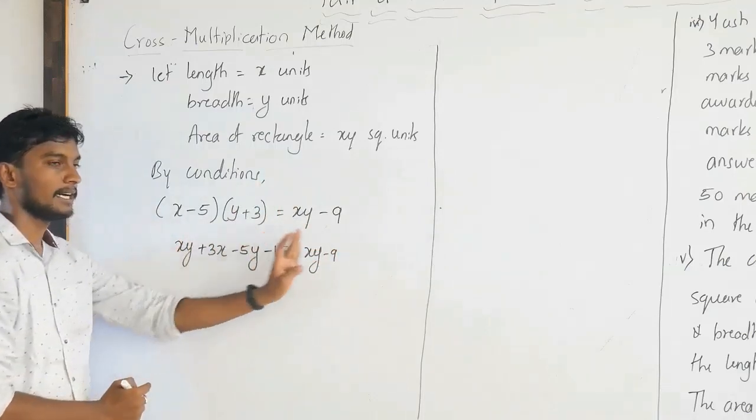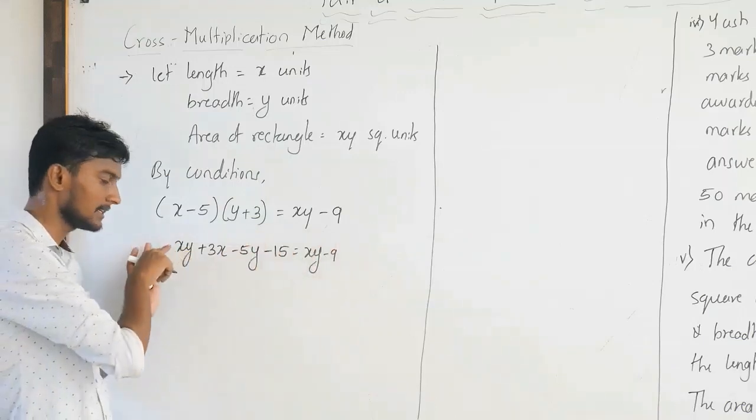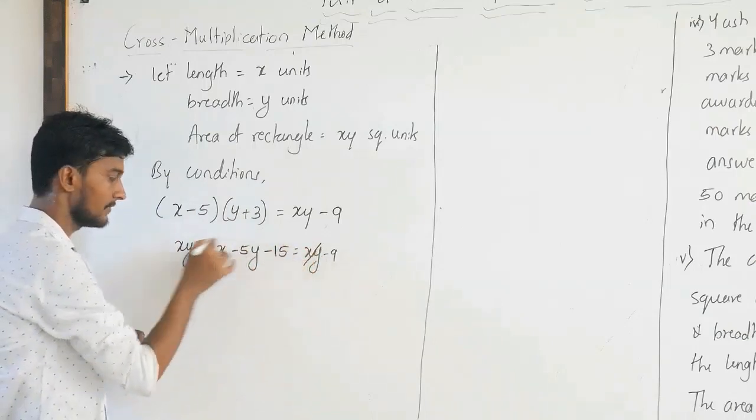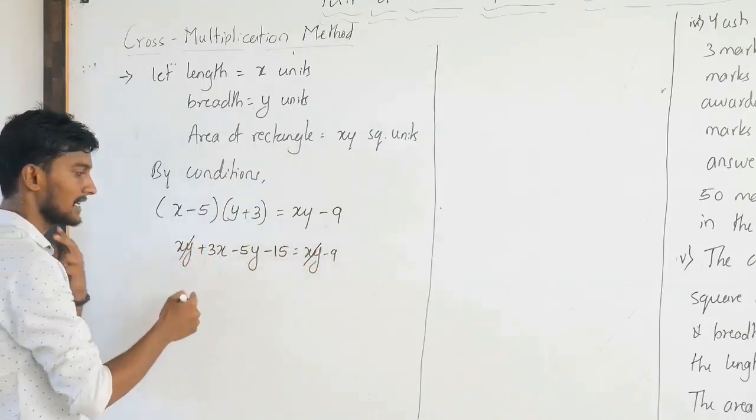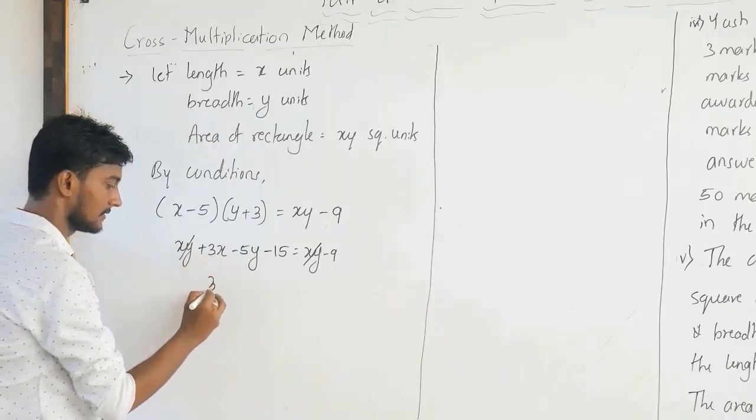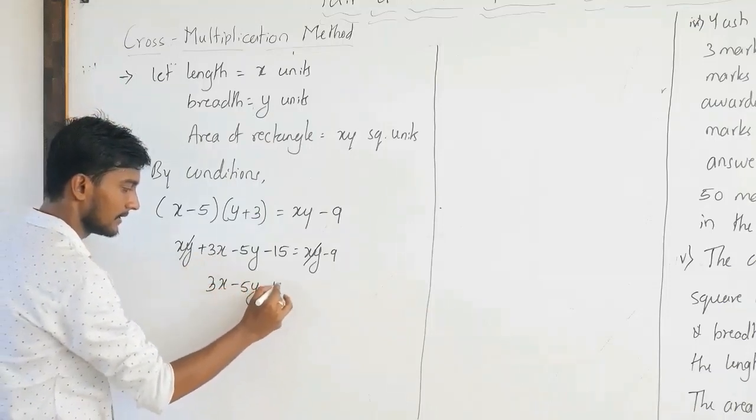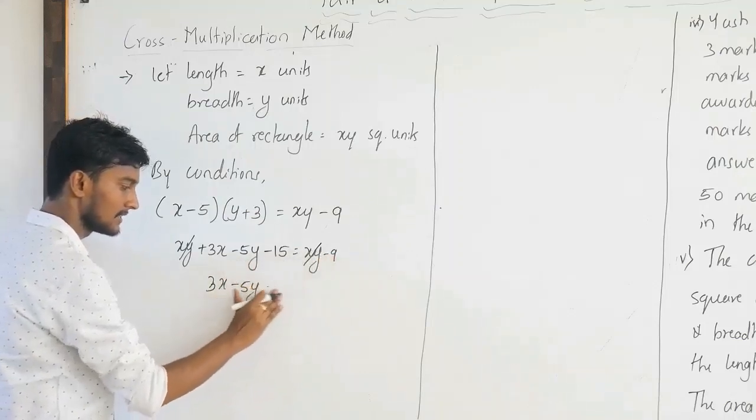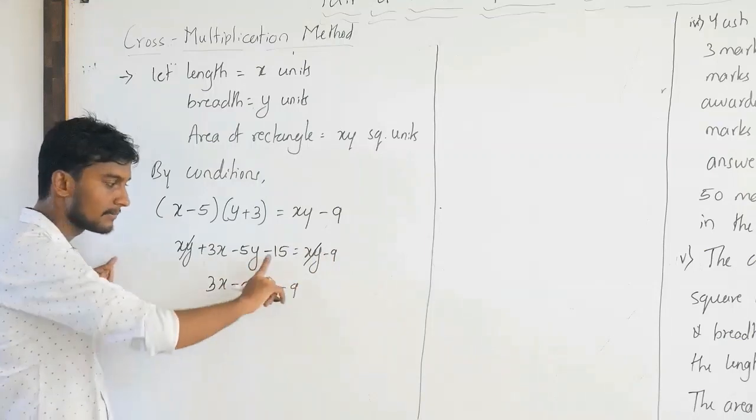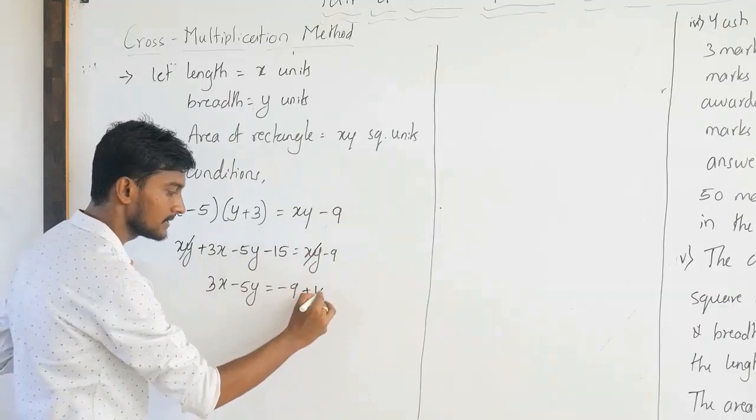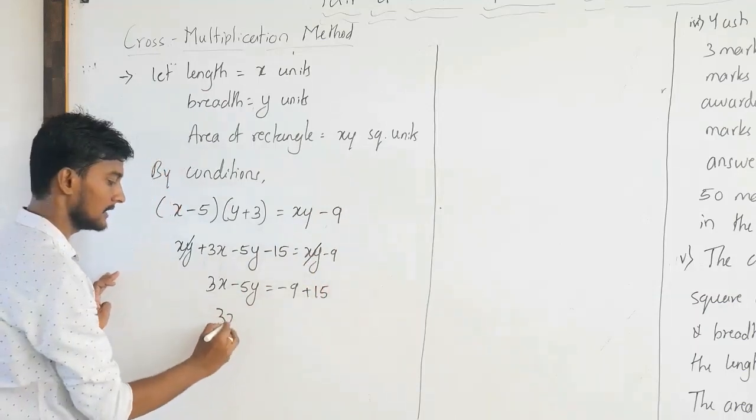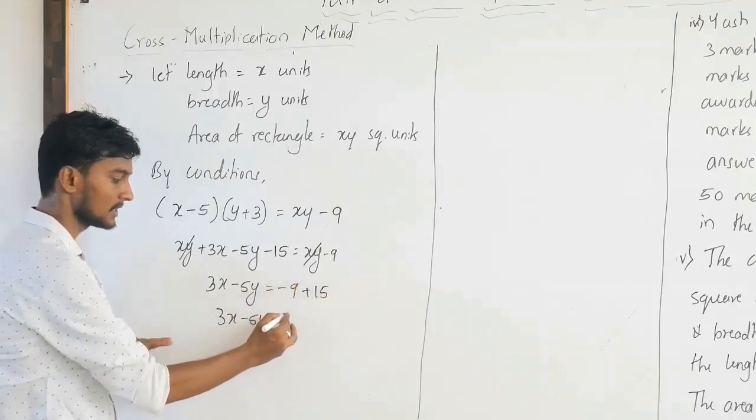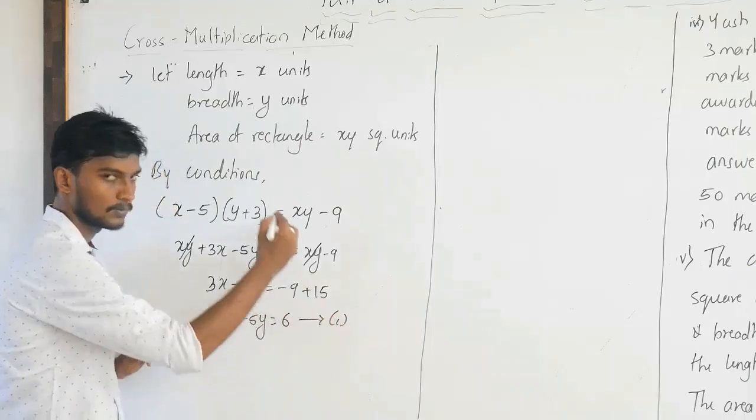In the LHS we have xy, in the RHS also we have xy, and the sign of xy is plus on both sides. It means we can cancel them. If you cancel them, what is left? 3x minus 5y minus 15 is equal to minus 9. If you take minus 15 to that side, it becomes plus 15. So 3x minus 5y is equal to 15 minus 9. 15 minus 9 is equal to 6. Take it as equation number 1.